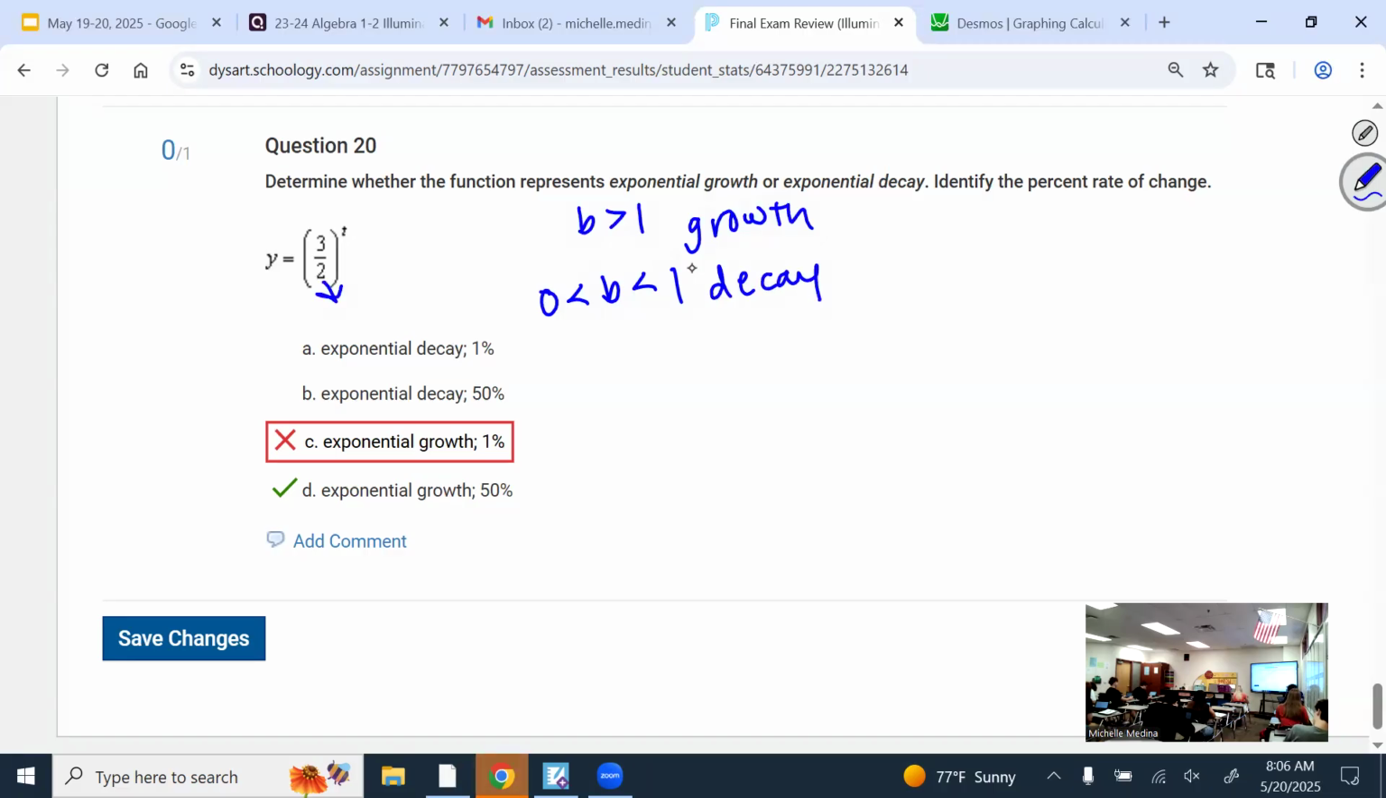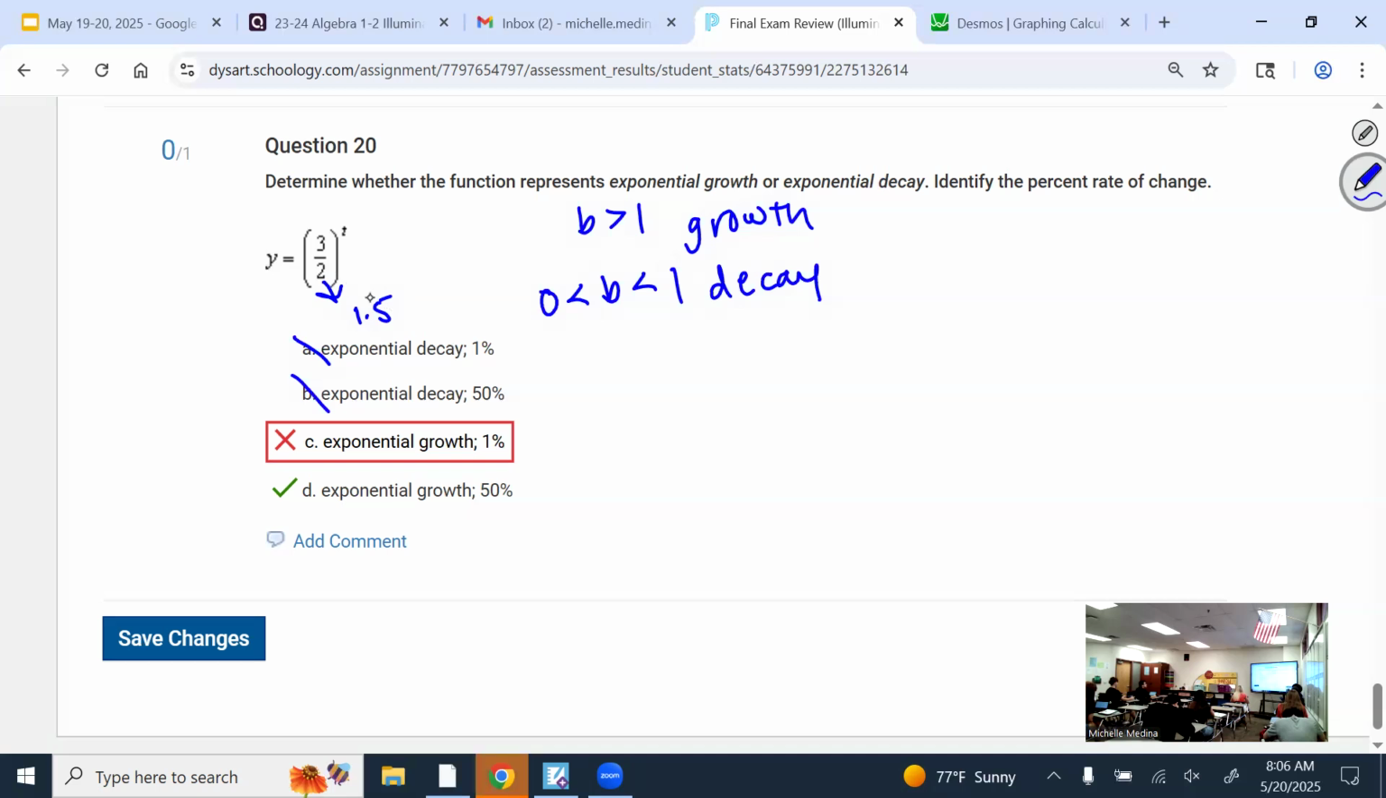3/2, what decimal is that? What's 3/2 as a decimal? 3 divided by 2. 1.5. That's greater than 1, right? So I know it's hard to identify fractions. Some people have the misconception that fractions are always decay, but you can have fractions that are greater than 1, like if the numerator is bigger than the denominator. So anything that says decay, I'm going to eliminate just off of that. Now it's a 50-50 chance.